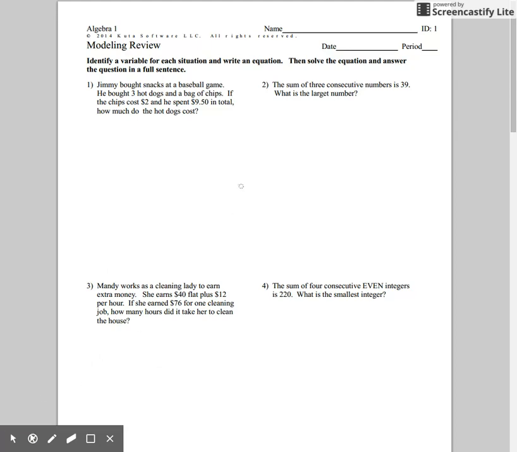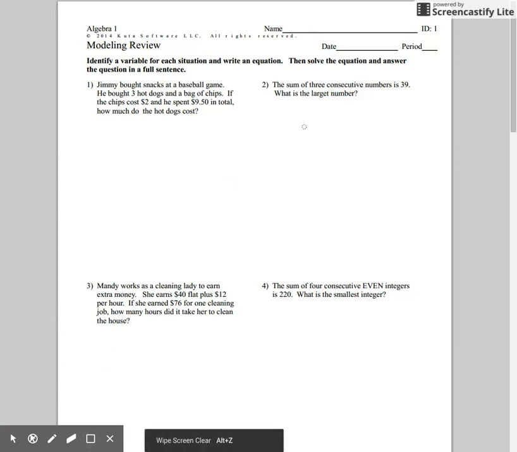Next one, number 2. The sum of 3 consecutive numbers is 39. What is the larger number? Now this is hard, right? Because there's some major concepts here. So consecutive means one after the other. This word right here means one after the other.